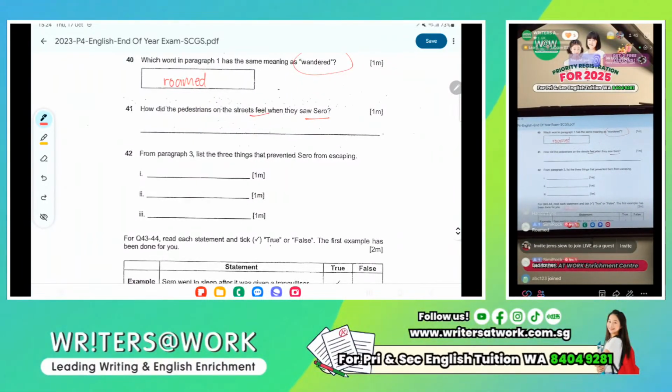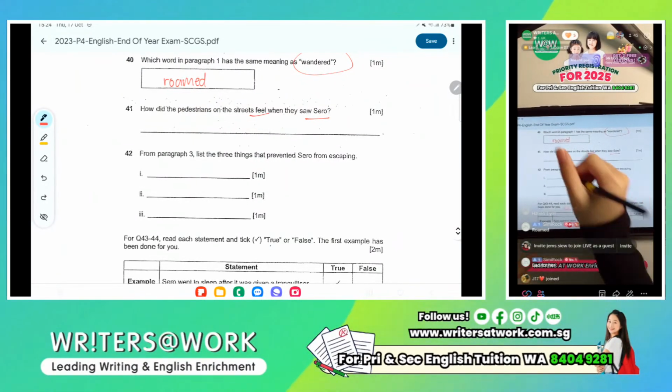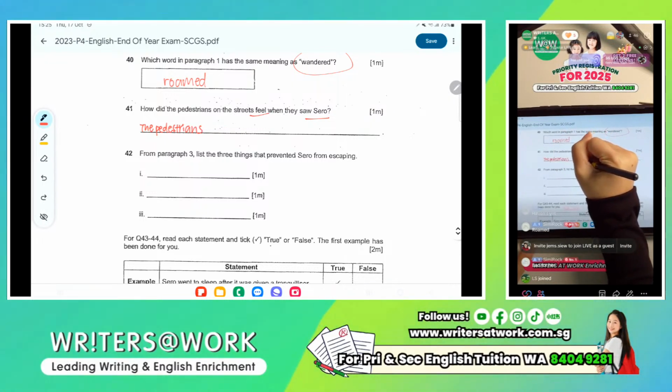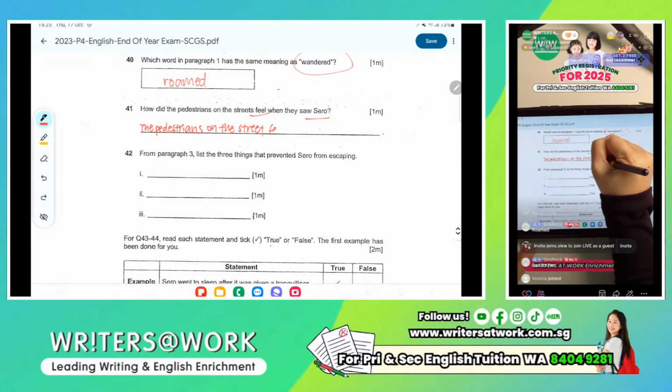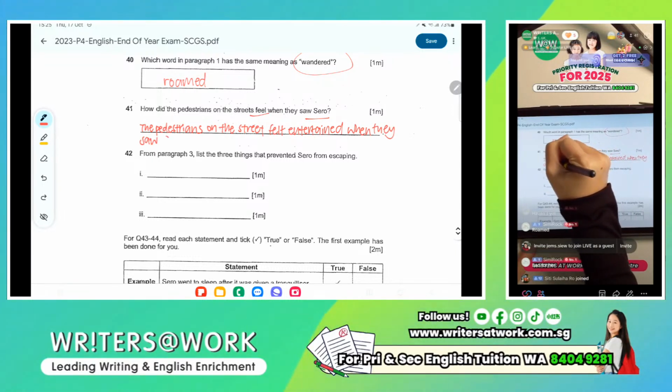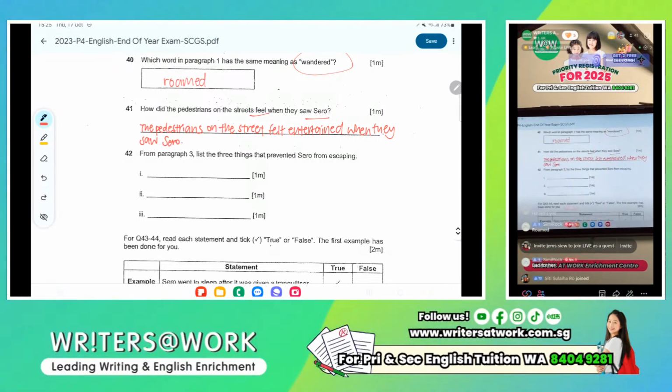So if you can take a look at this, the pedestrians on the streets felt entertained when they saw Sarah. Please write Sarah with the S in capital letters, because Sarah is the zebra's name. So actually they felt entertained instead of feeling bad.